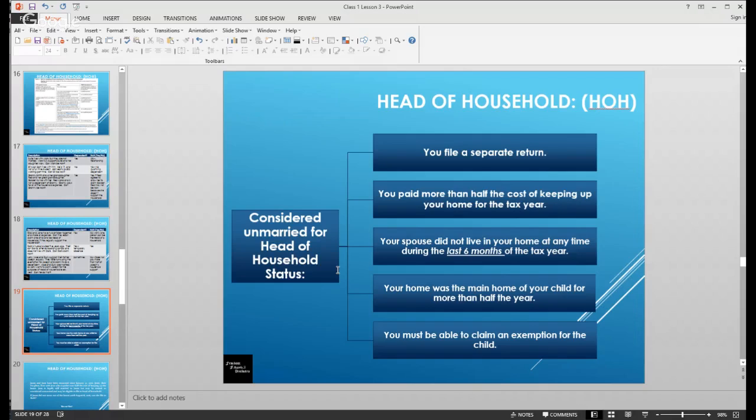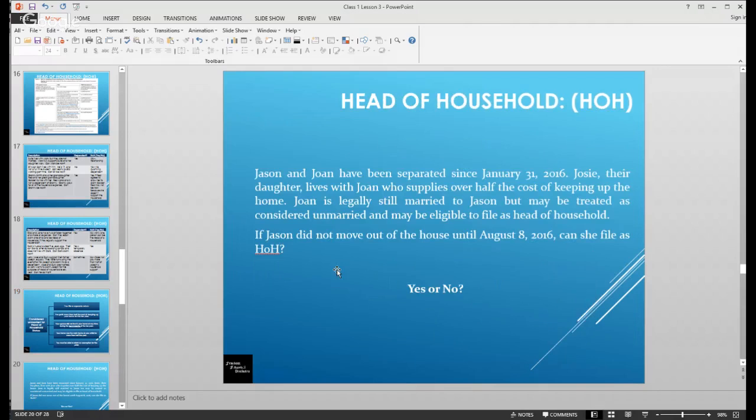And your home is the main home for your child for more than half the year. And you must be able to claim the exemption for the child. So you have a child in your home, your spouse, even though you're still legally married, has not lived in the home in the last 6 months. In that case, you can claim head of household, even if you do not claim the exemption for the child.